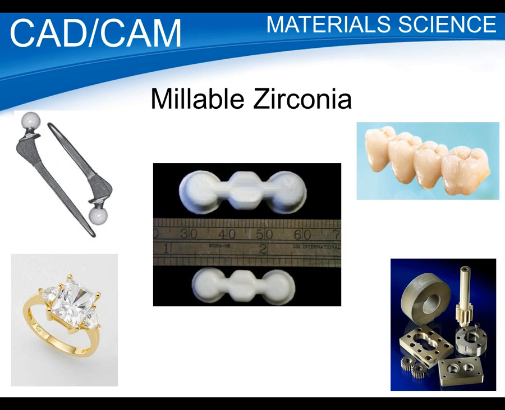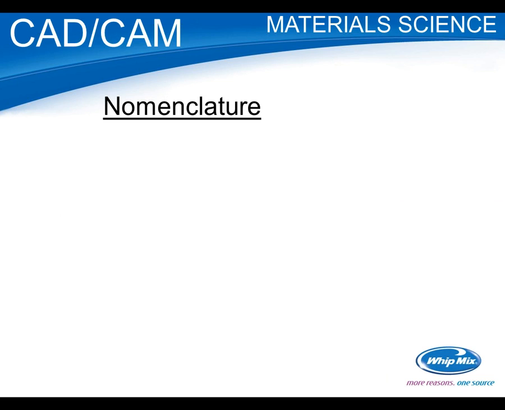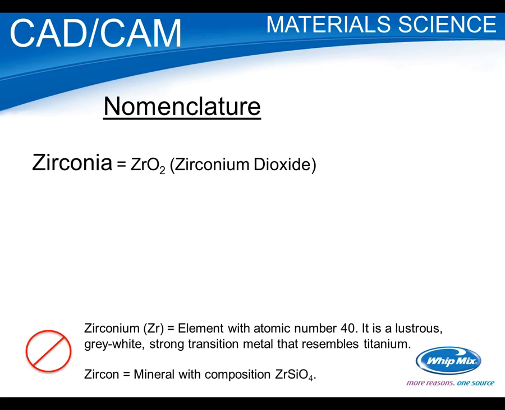So again, we're talking mostly about zirconia, and I'd like to start with nomenclature. It's amazing how many people say it wrong, including myself. What we're talking about is zirconia. It's an oxide of zirconium, which is an element, atomic number 40. It's a metal, kind of like titanium. So zirconium is a metal that's been oxidized to form zirconia. When you hear somebody say, yeah, we have a zirconium machine, they probably don't. I don't know of anybody milling pure zirconium.